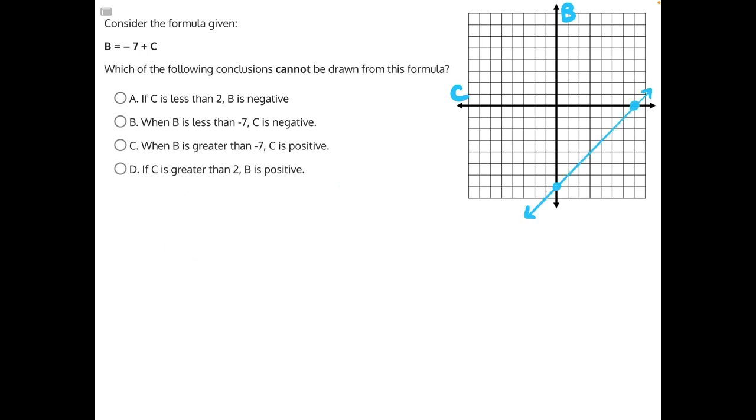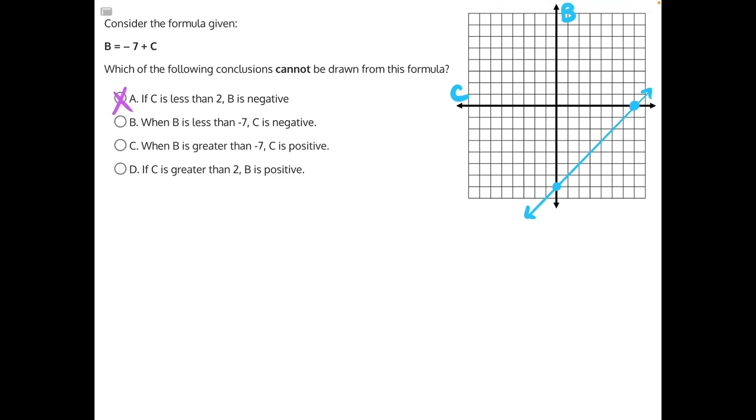Now we can take a look at our answer choices. A says if c is less than 2, so c is this axis, draw a line at 2, and we're looking at all the values that are less than. Then b is negative. If we look, all of our values have negative b values on the graph. We are all below the x-axis, meaning this is a true statement, but be very careful. That does not mean it is the correct answer. We are looking for a false statement as our correct answer. Which of the following conclusions cannot be drawn?